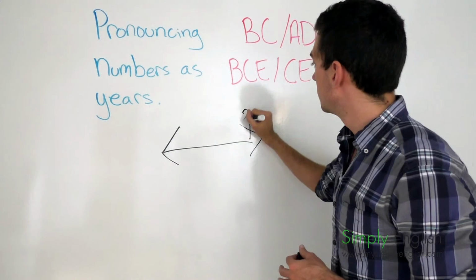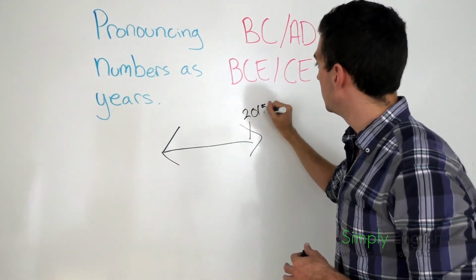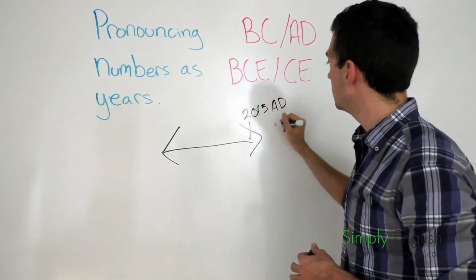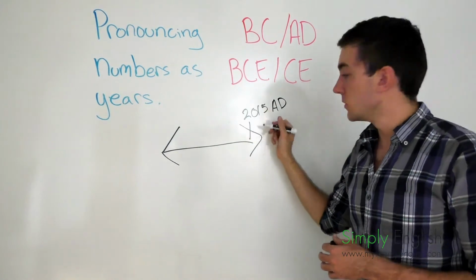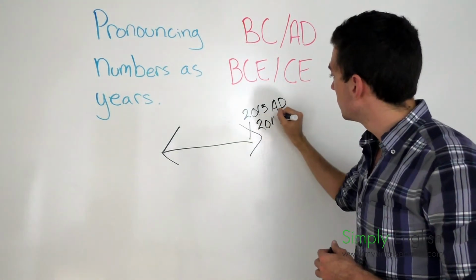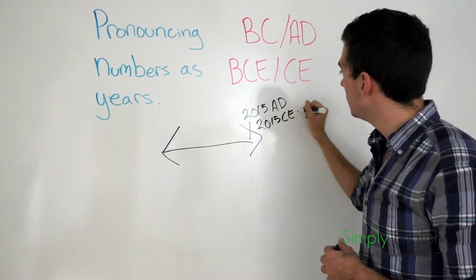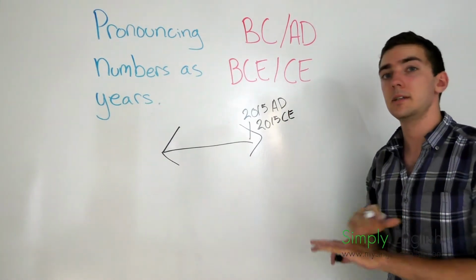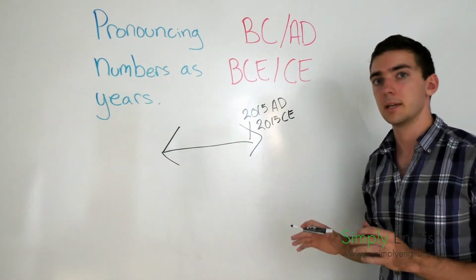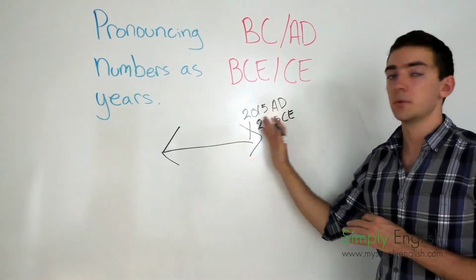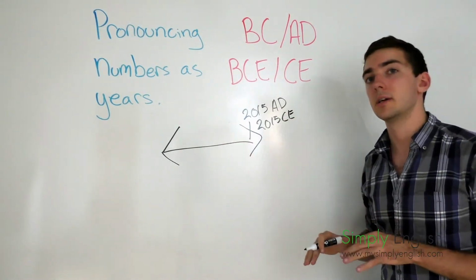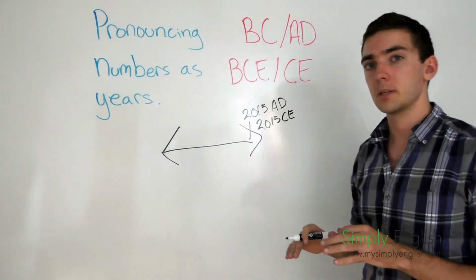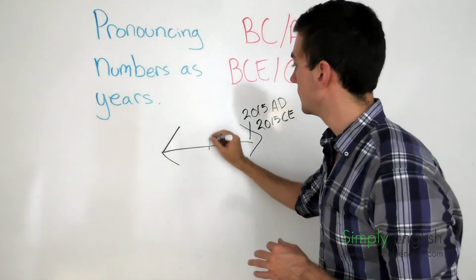This year is the year 2015 AD. It is also the year 2015 CE. AD and CE are the exact same. Okay, they mean the same thing. They're both the era that we live in today, and we'll take a look at why that is.